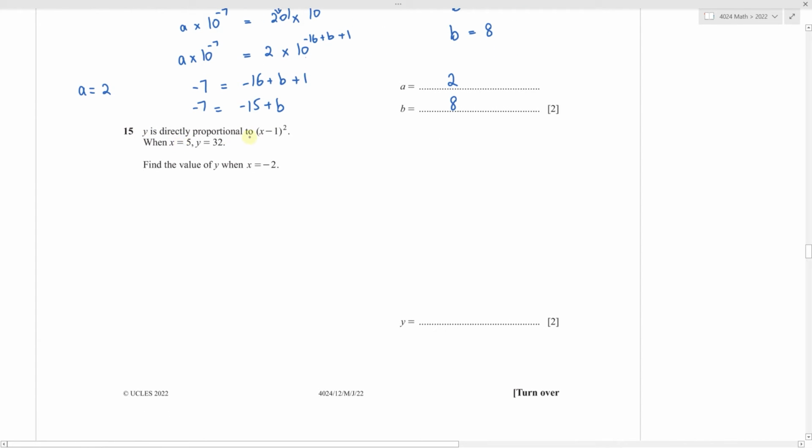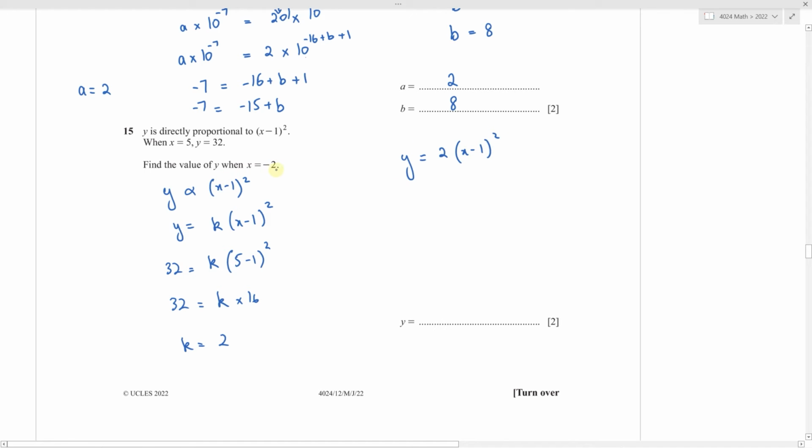Question 15, y is directly proportional to this. So y is directly proportional to x minus 1 square. That means y equals to k times x minus 1 square. When x is 5, y is 32. So y is 32 when x is 5 minus 1 square. So 32 equals to k. 5 minus 1 is 4. 4 square is 16. And then k equals to 2. Take this 16 to the other side. It will be divided. 32 divided by 16 is 2. So your equation is y equals to 2 into x minus 1 square.